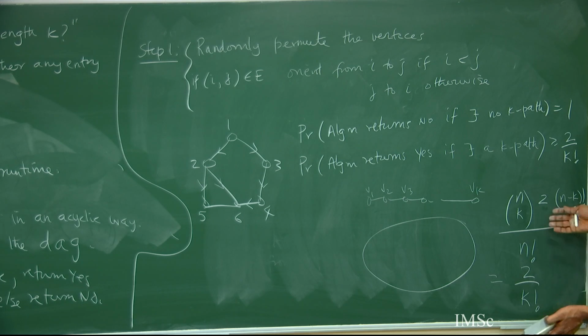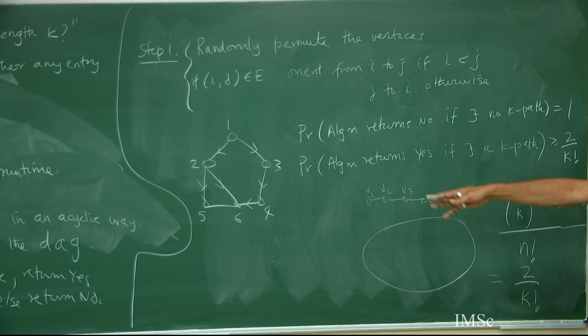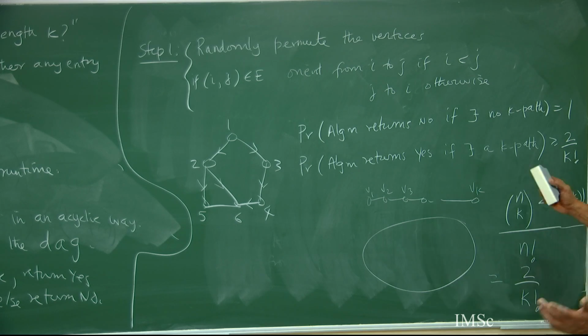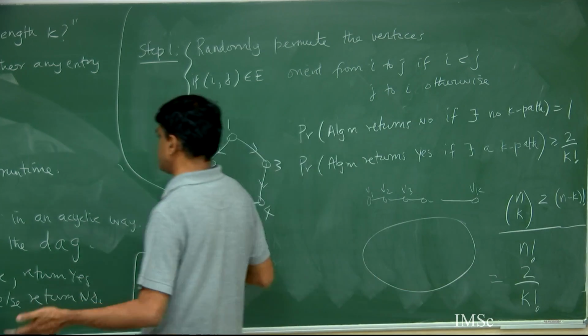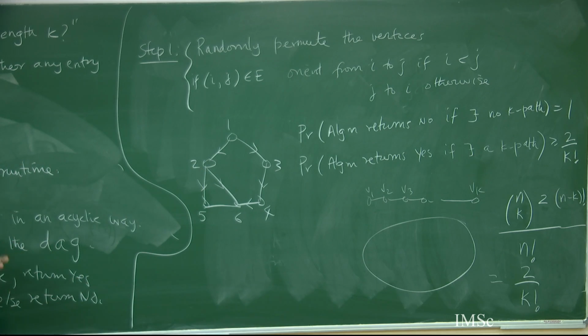If this happens, then this path will survive in step 2, and so the algorithm will return yes. Okay, so this is it. Now you know the game, right? To improve the success probability, repeat it k factorial times, or k factorial by 2 times, and with probability 1 minus 1 over e, you are going to find this.